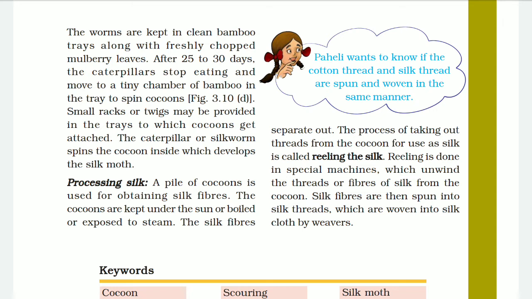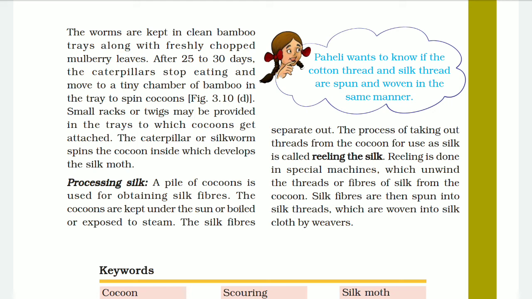Processing silk. A pile of cocoons is used for obtaining silk fiber. The cocoons are kept under the sun, or boiled, or exposed to steam. The silk fibers separate out. The process of taking out threads from the cocoon for use as silk is called reeling the silk. Reeling is done in a special machine which unwinds the threads of silk fiber from the cocoon. Silk fibers are then spun into silk thread, which is woven into silk cloth by the weavers.